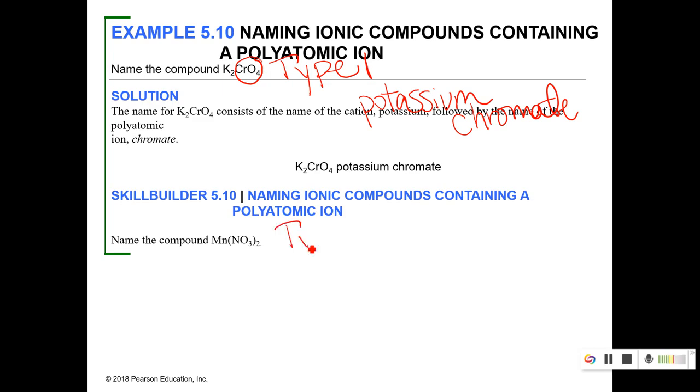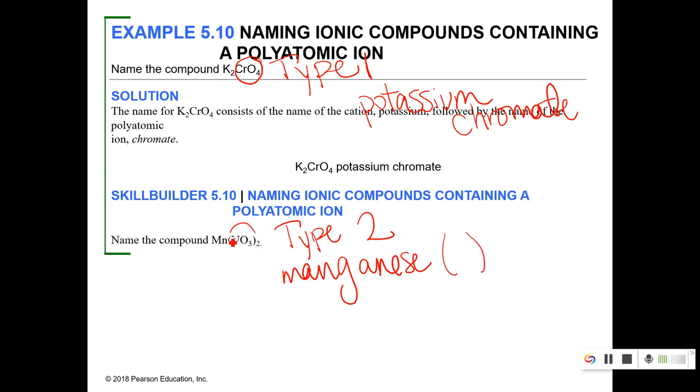Manganese is type 2. That's a transition metal. Okay, we'll wait for the Roman numeral. That is nitrate. Okay, and then this one's easy because it's got that 2 down there. So this is manganese 2 nitrate.